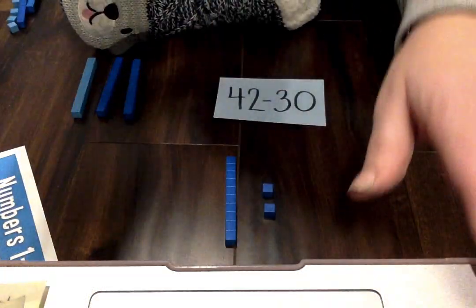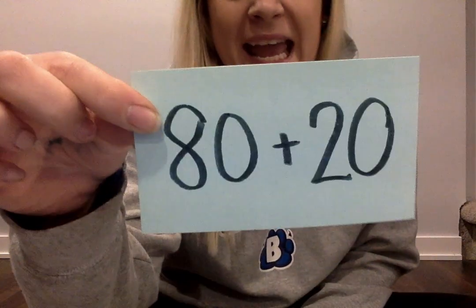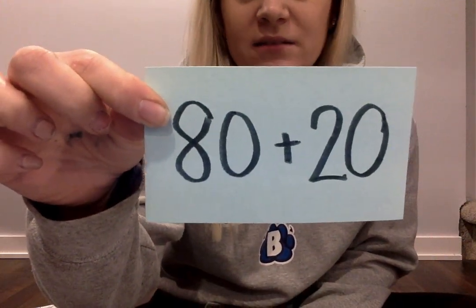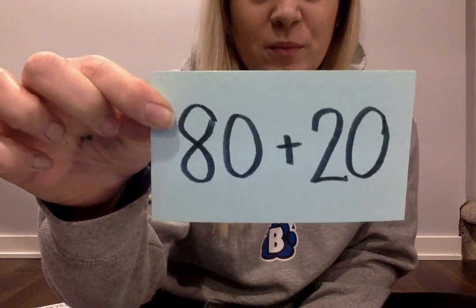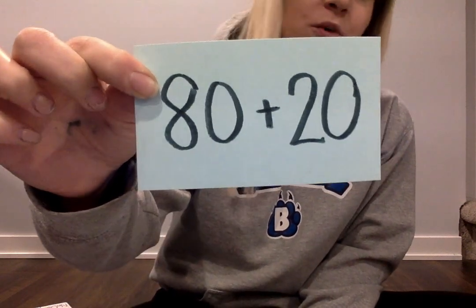Isn't that cool how we can use our 120 chart and our place value blocks to help us add and subtract? I have some problems that you can try at home. You might need to pause the video a little to see them. Can you do 80 plus 20? You could use place value blocks, draw place value blocks, or use a 120 chart.